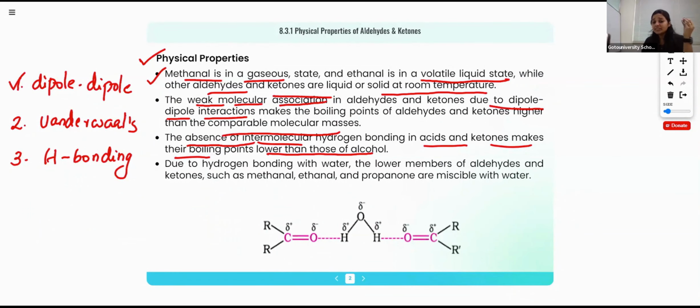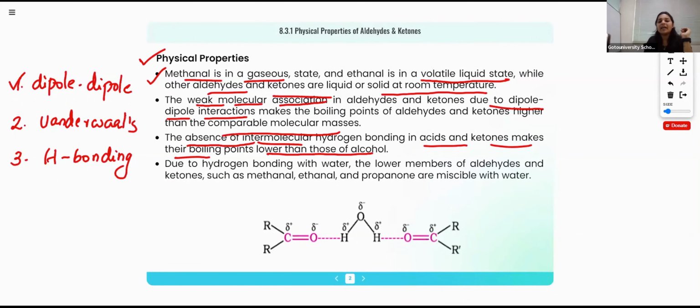Due to the absence of this type of hydrogen bonding in the case of ketones, they have a comparatively low boiling point. I told you boiling and melting mean we are breaking the bonds between the molecules. If the bond is so strong, it is not easy to break. Otherwise, it is easy to break. Due to the absence of hydrogen bonding, it is easy to convert them into vapor form, meaning the boiling point is low.